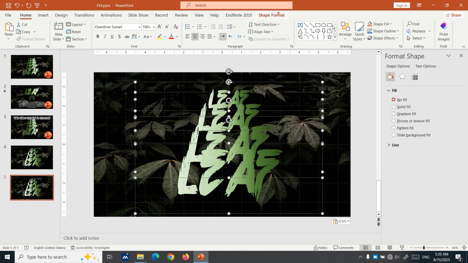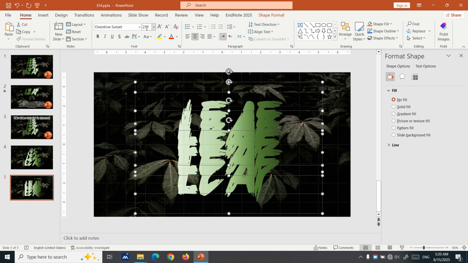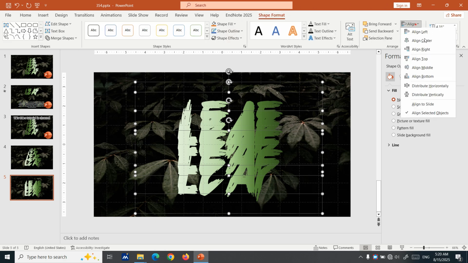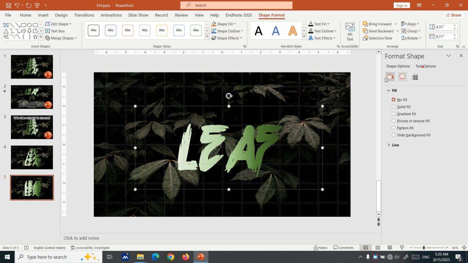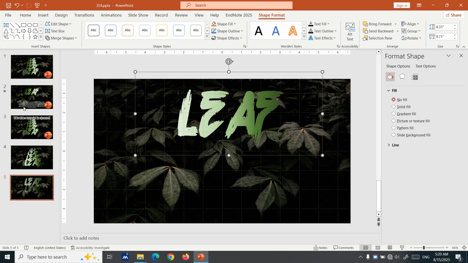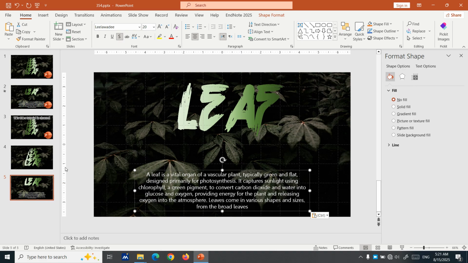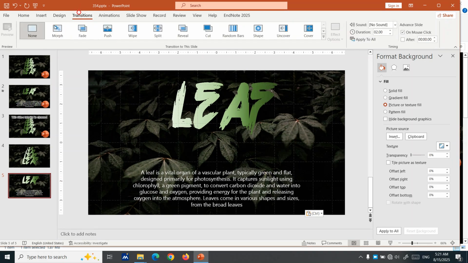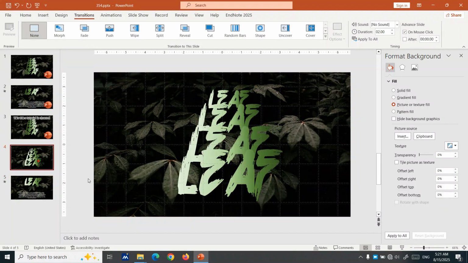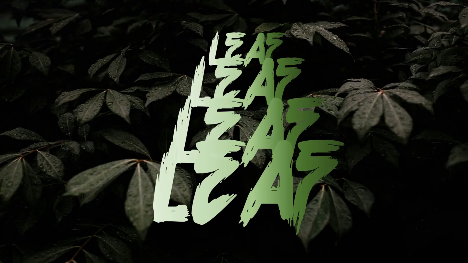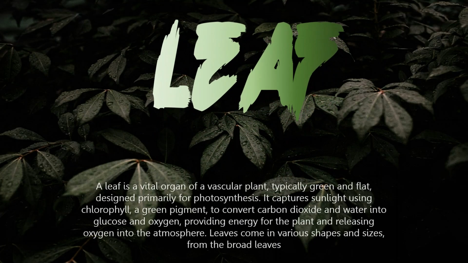Okay, now we copy that. Here we select all of them and make them all 250, and then go to shape and align them center and align them middle. Bring them up, copy the text, paste it here. Now set the transition to morph. Your slide is ready. Let's have a look.